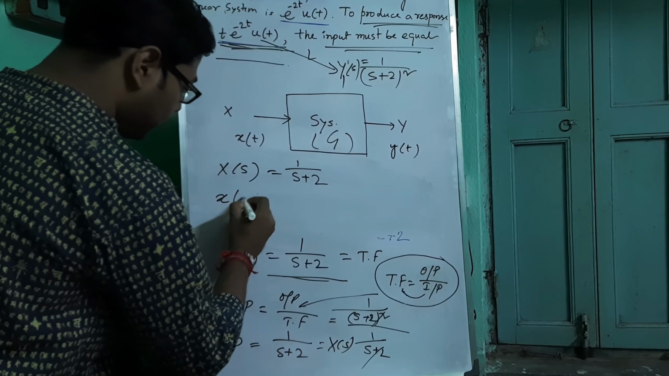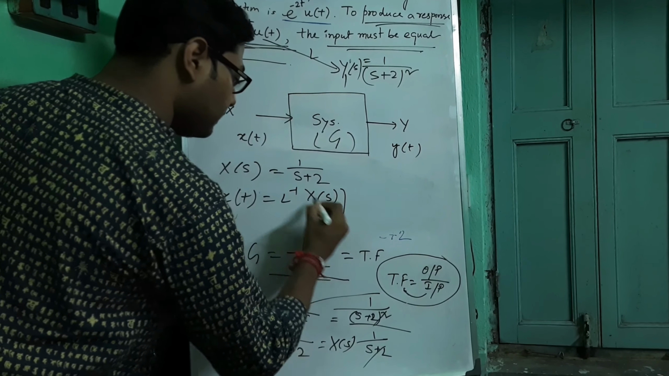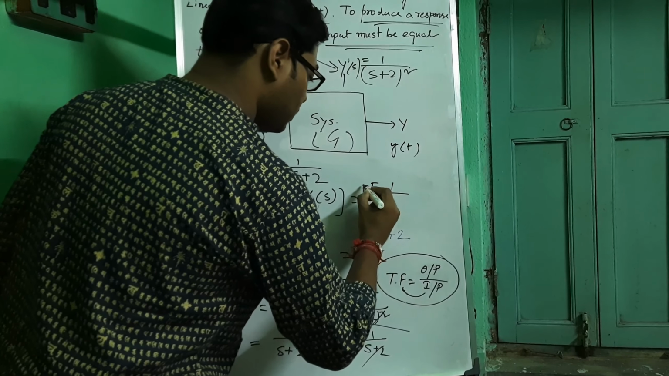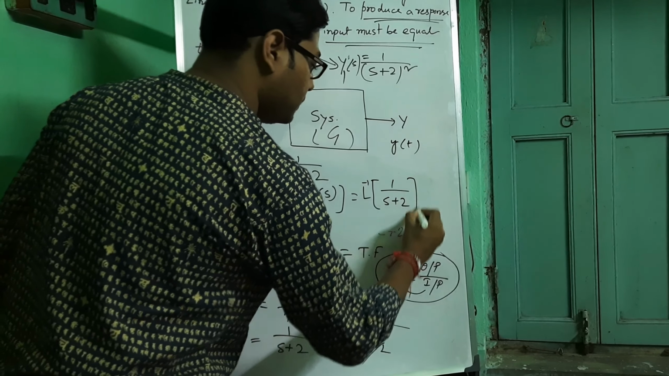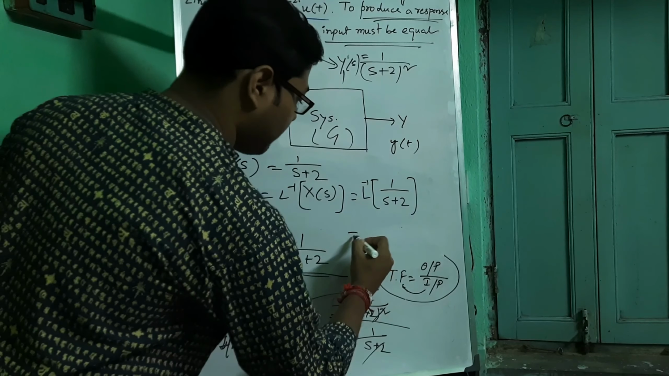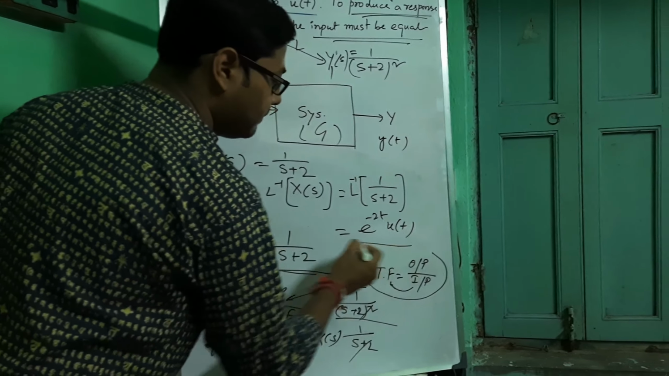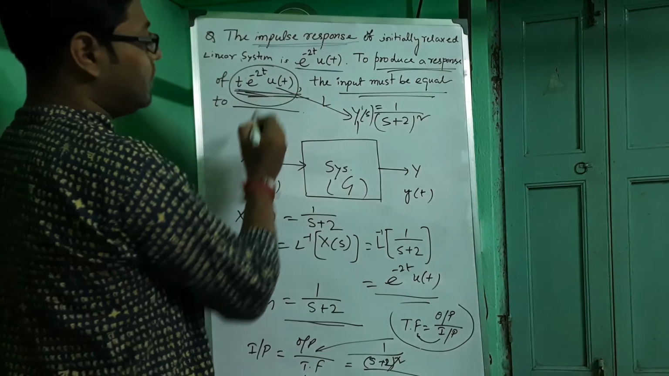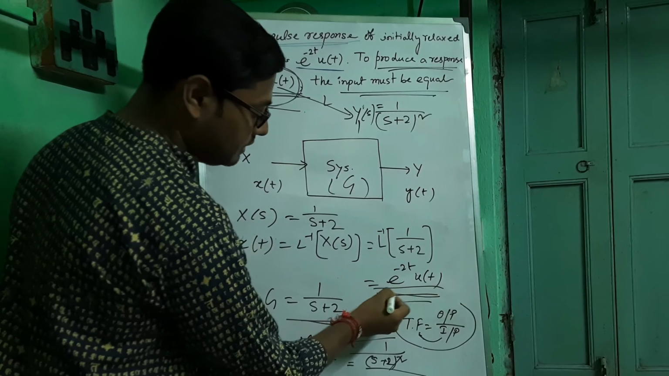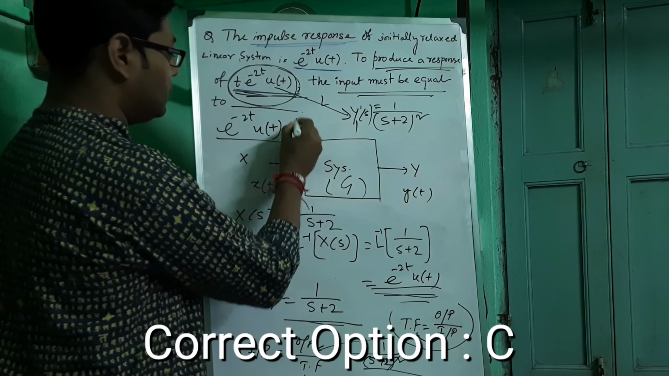So what is x(t)? x(t) is nothing but the inverse Laplace of X(s). The inverse Laplace of 1 by s plus 2 is e to the power minus 2t u(t). So to get this output, we have to use the input signal e to the power minus 2t u(t). This is our answer.